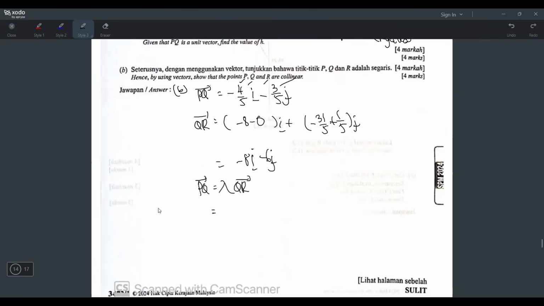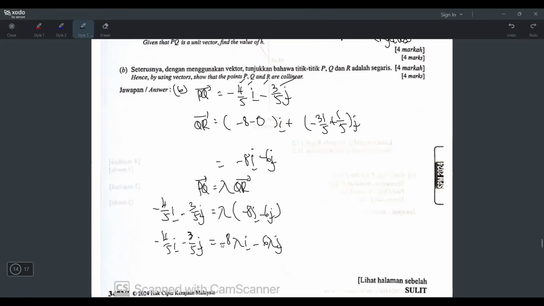So now we have to put vector PQ here, vector QR here, and then take lambda multiply in, and then we compare. After we compare, we will get lambda on both sides. And if both the lambda same, then we can say it's parallel. If it's not same, then it's not parallel. Okay, PQ is negative 4/5i minus 3/5j. And then lambda QR, it will be negative 8i minus 6j. And then the lambda you multiply in, you get negative 8 lambda i minus 6 lambda j. Okay, I forgot the lambda. So lambda j, and then this will be negative 4/5i minus 3/5j.